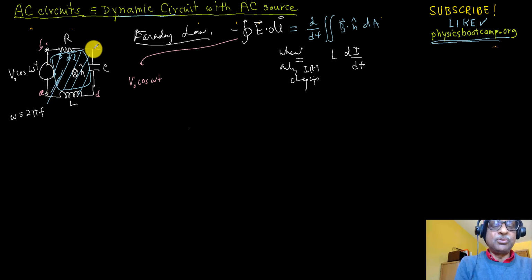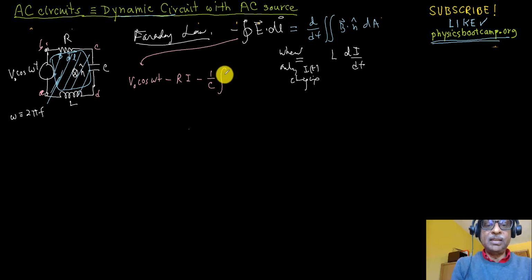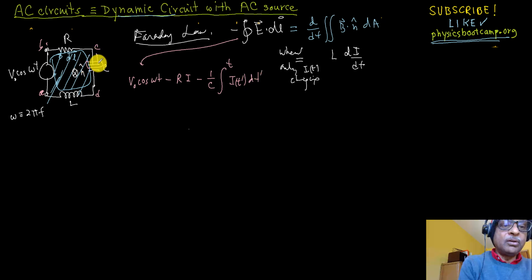And then if I go B to C, I have a minus Ri, and C to D is minus 1 over C integral of I(t') dt'. So we look at this plate where the current, say at this instant t, is going this way. So this is the positive plate, we say. This is Q(t). So that's the definition: positive plate is the plate at which current is going in.